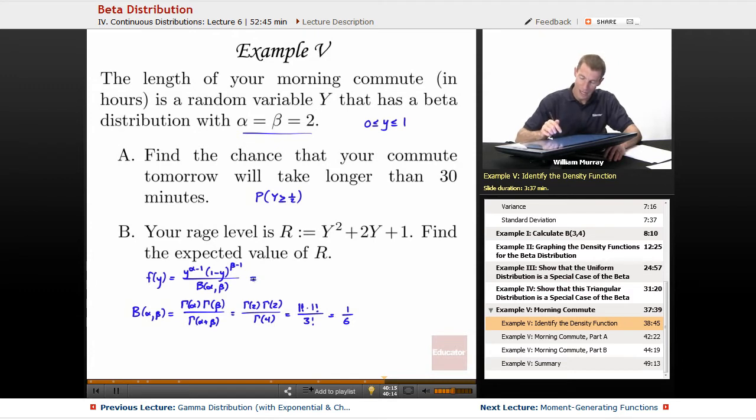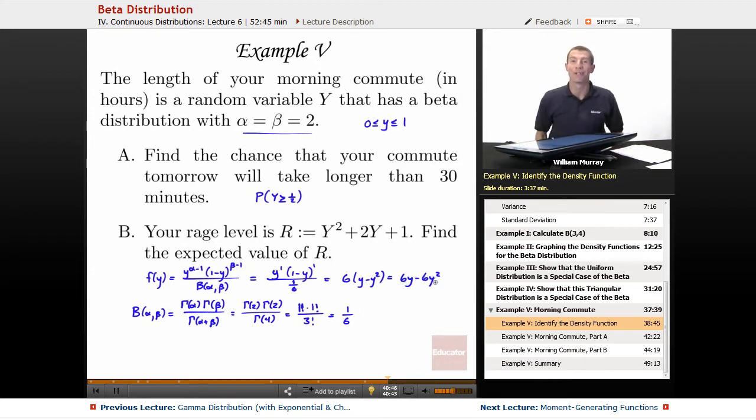Now, this f of y is y to the alpha minus 1, so that's y to the 1. 1 minus y to the beta minus 1 is also 1. And now we know that we're dividing it by 1/6, so this simplifies down into 6 times y times 1 minus y, which is y minus y squared. Let me go ahead and distribute that: 6y minus 6y squared. So that's my density function for this distribution. We're going to use that to solve these two problems. I'm going to jump over onto the next slide and use that density function to solve them.